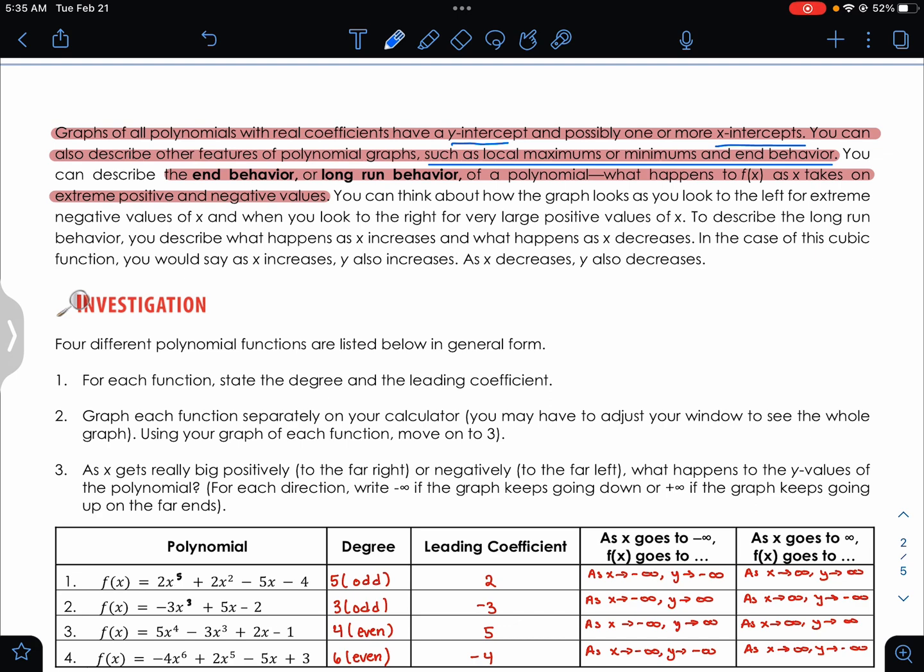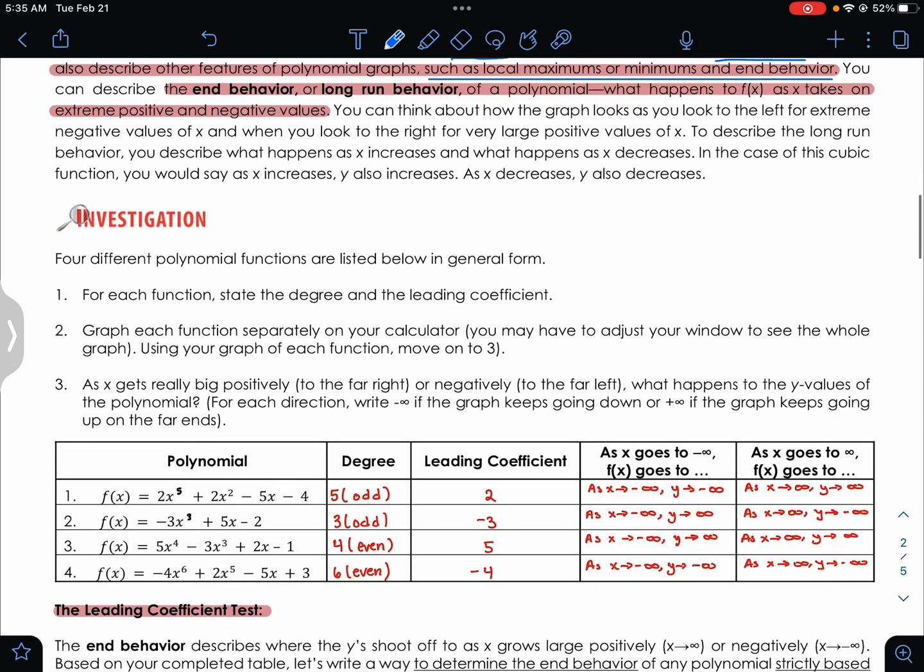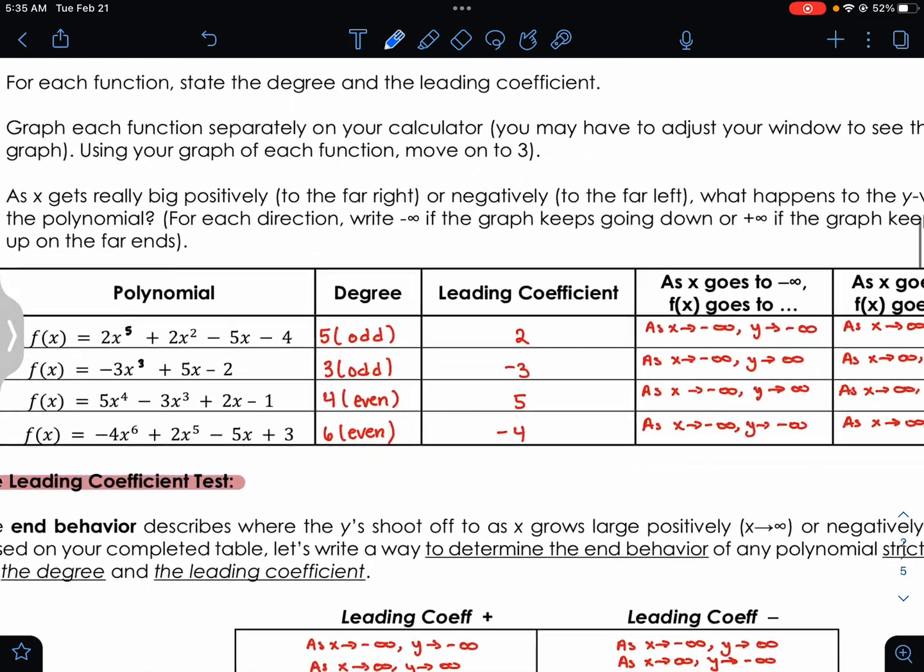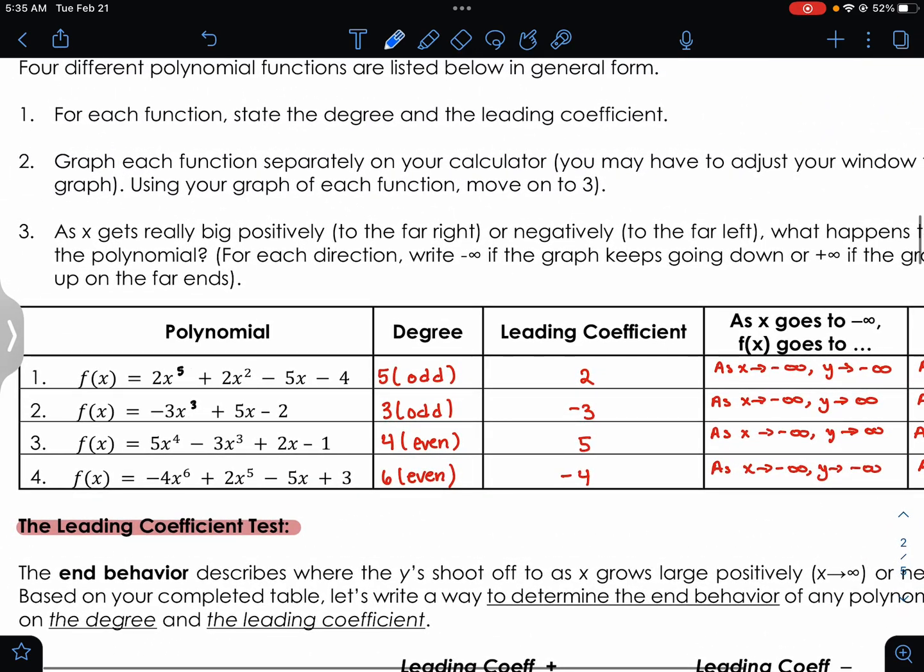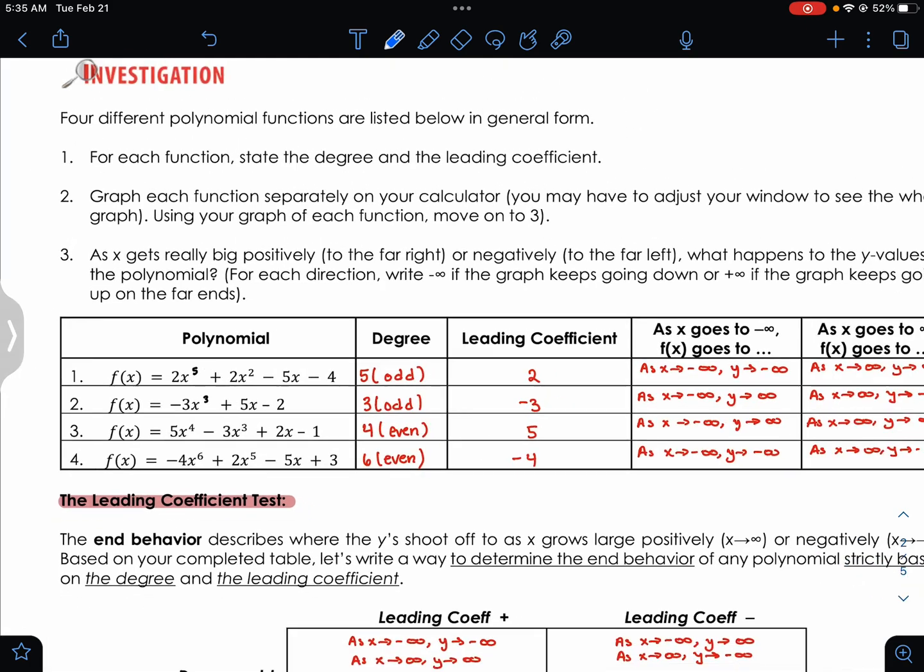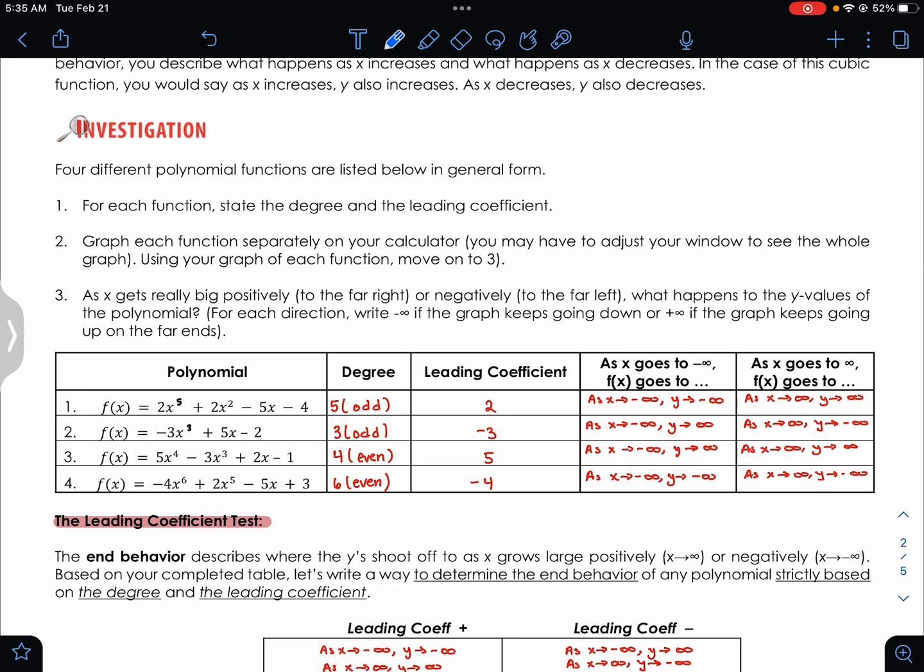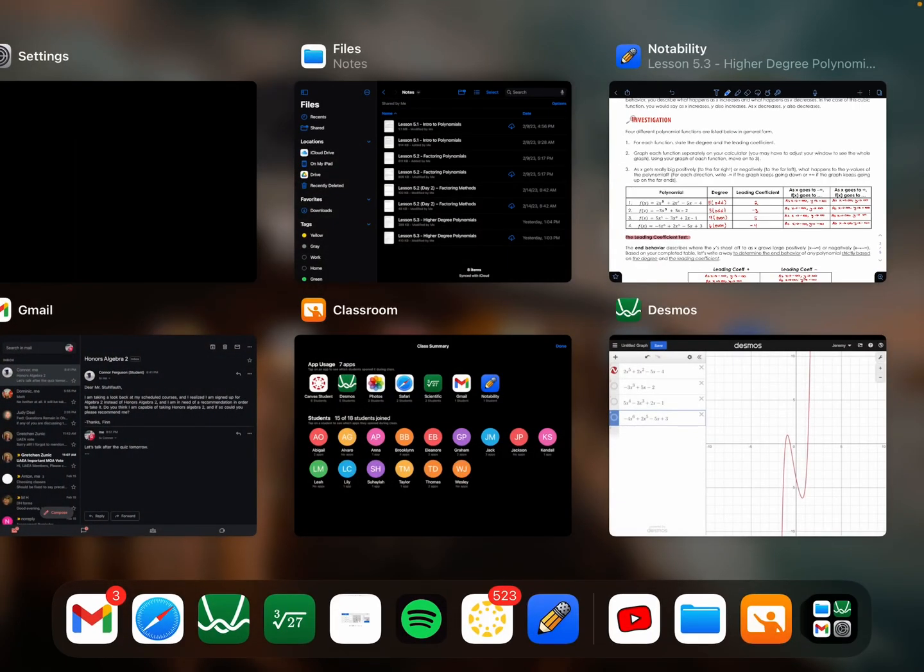And so just as a reminder from what we said up there, the end behavior or long-run behavior of a polynomial is what happens to f of x as x takes on extreme positive and negative values. So what we're going to do is take a quick look at these four equations here, and come up with a way to figure out what the end behavior of any polynomial function is going to be based on the leading coefficient and degree of the function. I've already filled this in, but to show you what these functions look like, I'm going to bounce back and forth between Desmos.